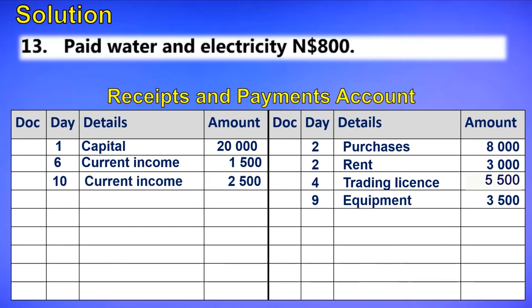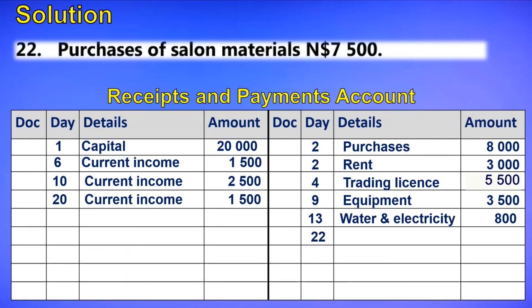On the 13th, the business paid for water and electricity. That's why you see on the date is the 13th, the details is water and electricity, and the amount is 800 according to the transaction. On the 22nd of April, the business purchased materials for the hair products, and they paid 7,500.